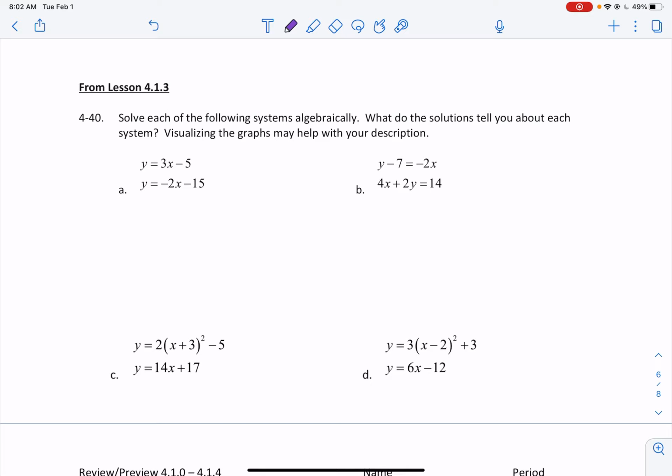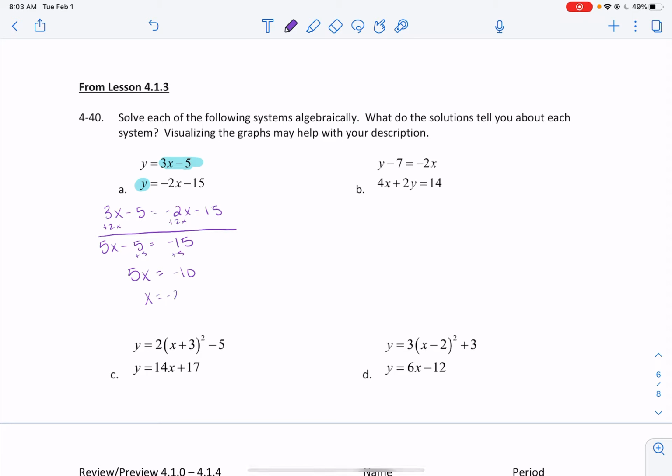We've got y equals 3x minus 5 and y equals 2x minus 15. So we already know that y is equal to this part here, so I can go ahead and substitute it in for y in the other equation. So this will become 3x minus 5 equals negative 2x minus 15. Let's add 2x to both sides. So we have 5x minus 5 equals negative 15. Add 5, so 5x is equal to negative 10. Divide by 5, so x equals negative 2.